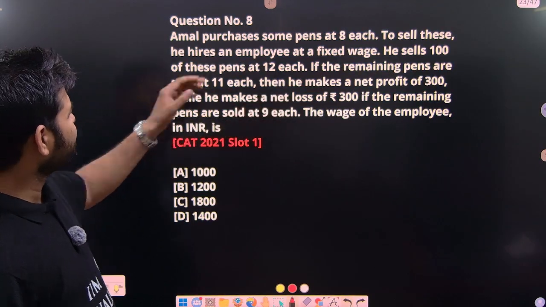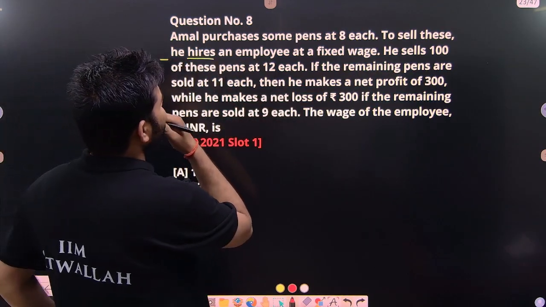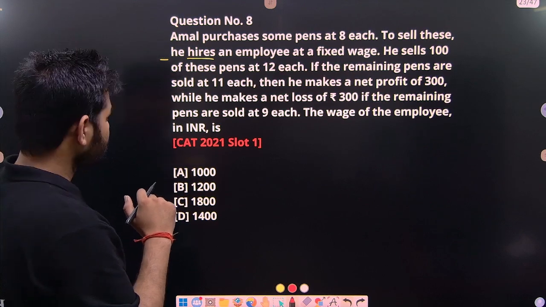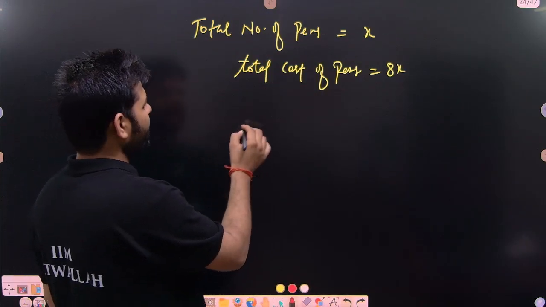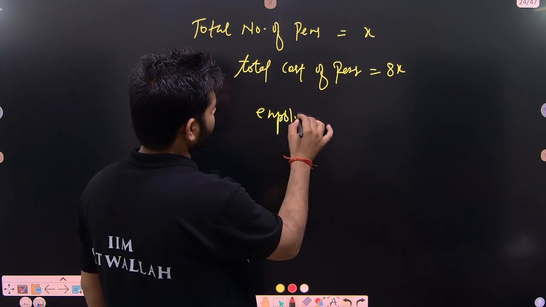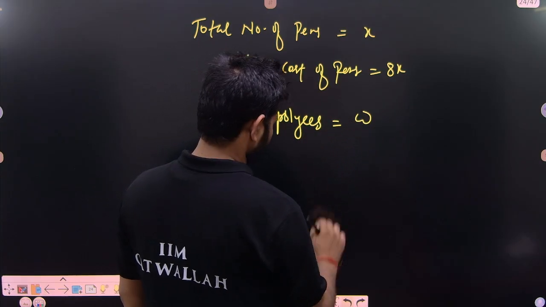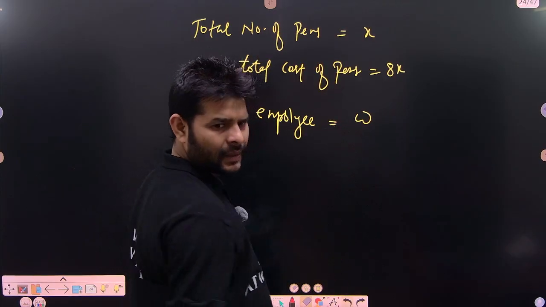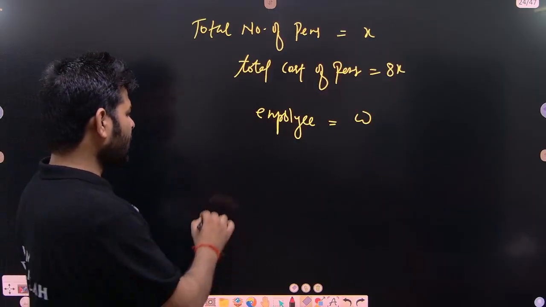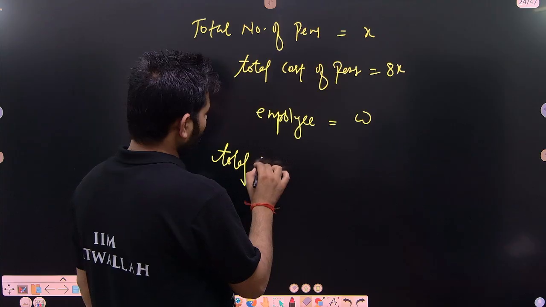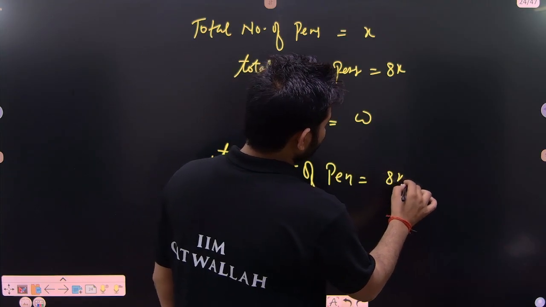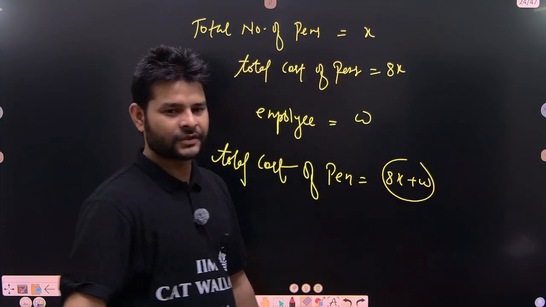To sell these, he hires an employee at a fixed wage. Suppose the wage is W. He gives W amount to the employee as wages. So the total cost of pens would be 8x plus W. Now, do you agree with me or not?